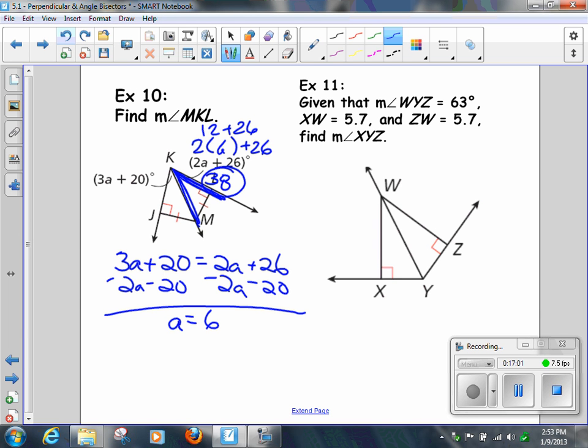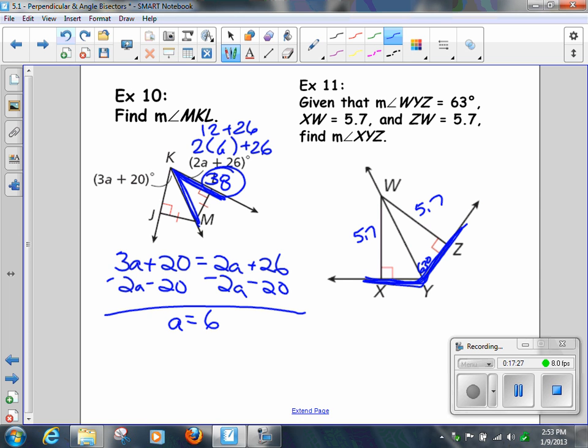How about the next one? All right, this is the one where you got to fill everything in, okay? It says WYZ. WYZ is 63 degrees. XW is 5.7. ZW is 5.7. And we've got to find XYZ. Ooh. Whole thing.